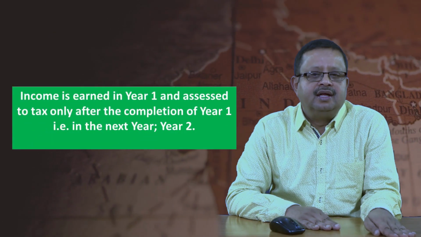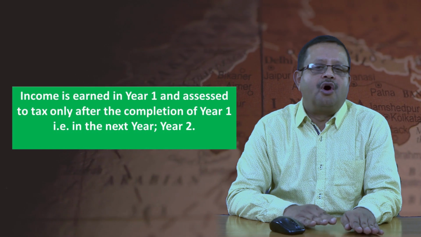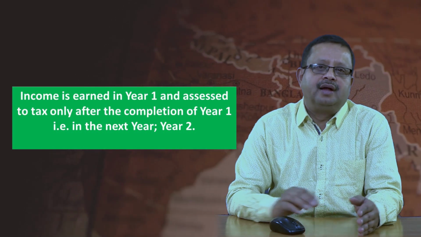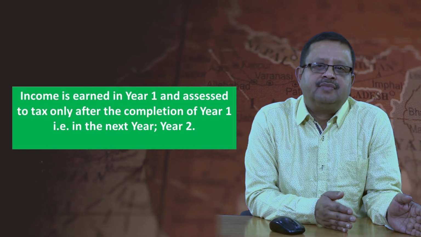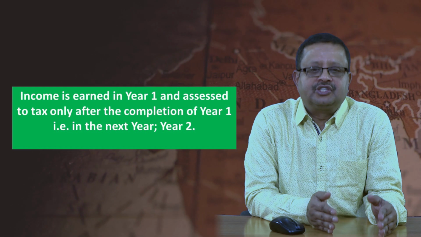So normally, as I told you, the income tax department does not disturb the taxpayer during the previous year. They will assess and evaluate the tax only once the previous year ends. So income is earned in year 1, assessed to tax only after completion of year 1, that is in the next year, year 2. Year 1 is known as the previous year and year 2 is known as the assessment year. This is the general rule, but there are exceptions to this general rule.